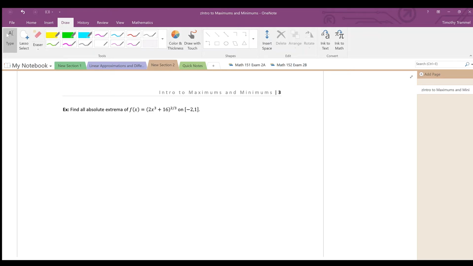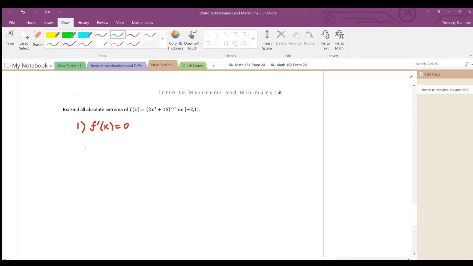On to our first example here. We want to find all absolute extrema of f of x on the interval -2, 1. So the first thing that we want to check is where the derivative is equal to 0. That's one of our potential locations for a critical number. So we'll go ahead and do that.